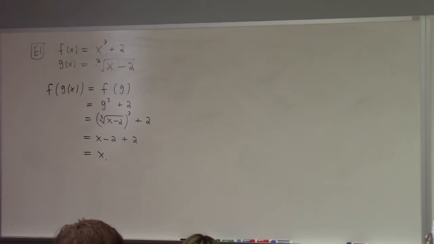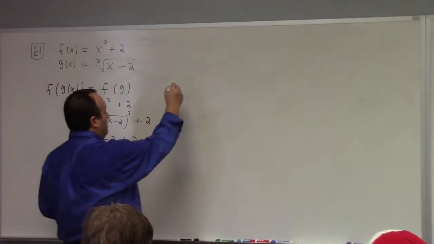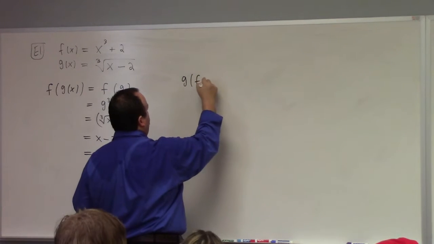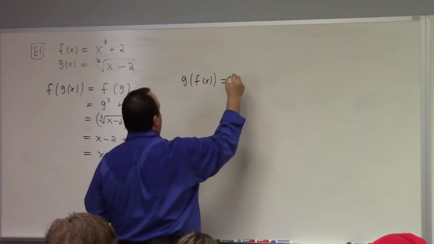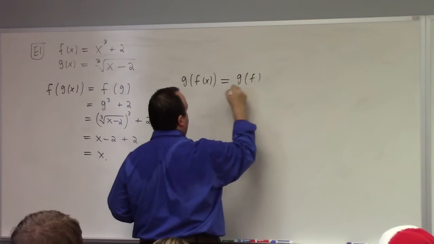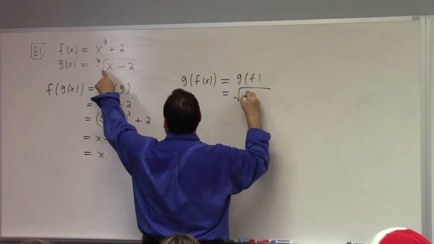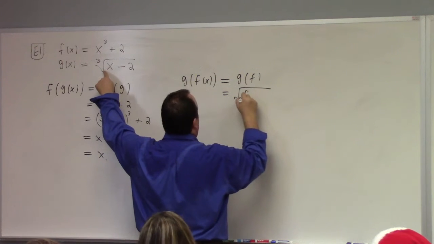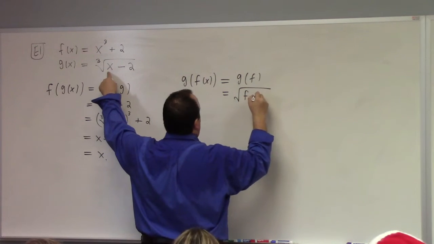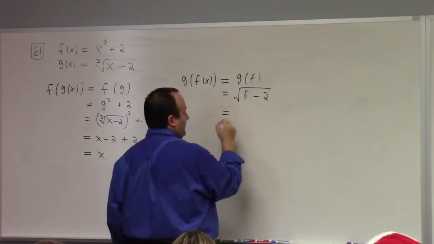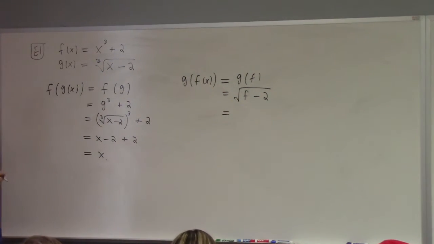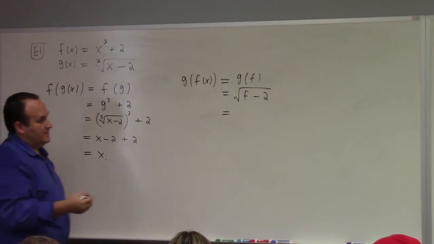Now, it's not enough that f composed with g of x is x again. That's part of what we need for g to be the inverse of f. But we also need g composed with f of x. So if we look at g composed with f of x, does that also give us x? I could think of that as g of f. Plug in f. So I've got the cube root of f minus 2. But what is f equal to? f of x is equal to x cubed plus 2.